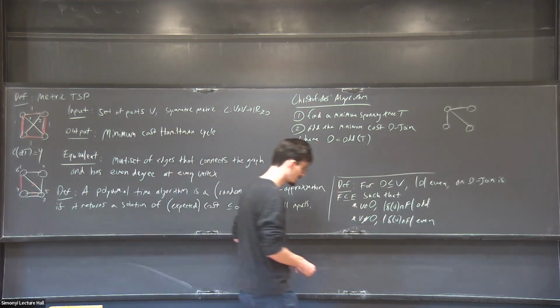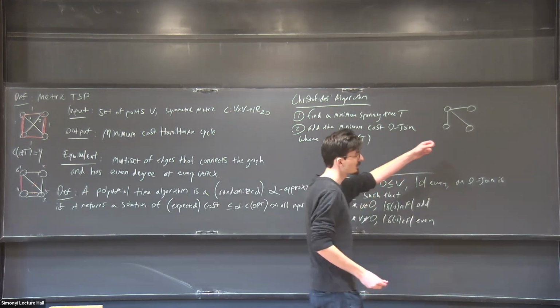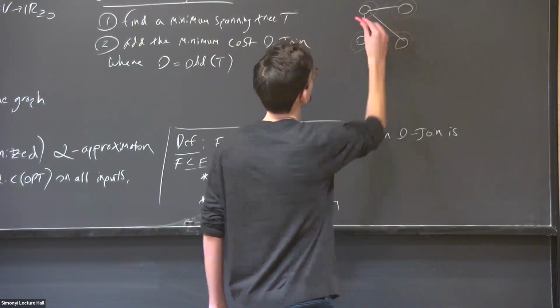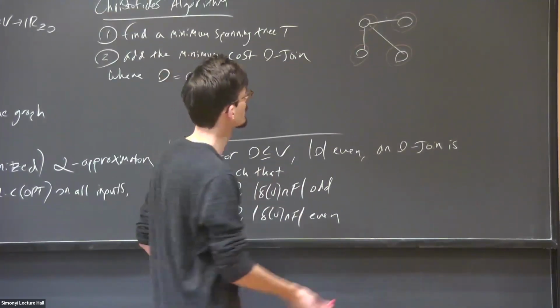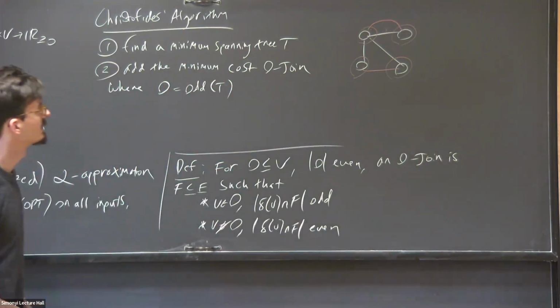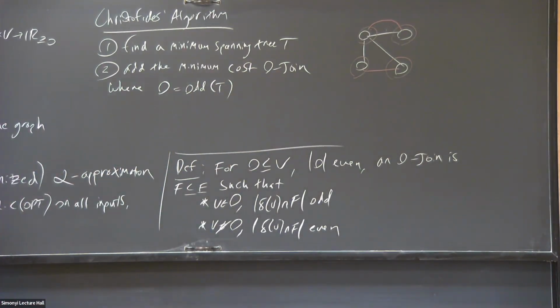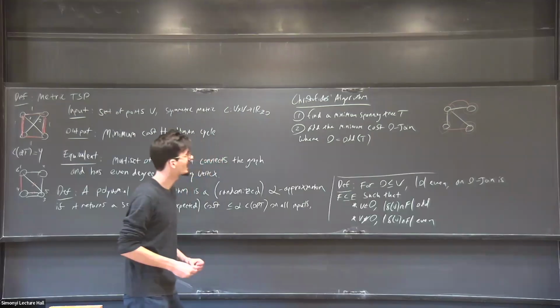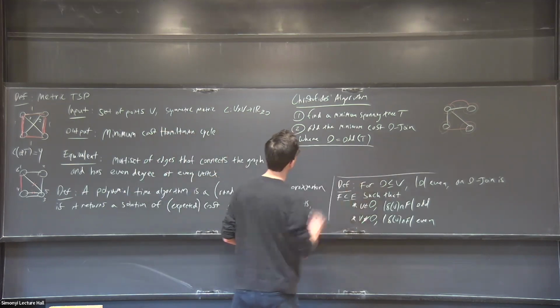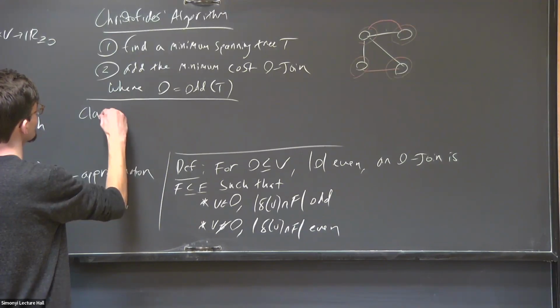Okay, so in this example, all of the vertices have odd parity. So a minimum cost O-join would look like this. And now we get some solution of cost 5, whereas the optimal had cost 4. Okay, so now let's see why this is a 3/2 approximation. It's pretty quick to see.